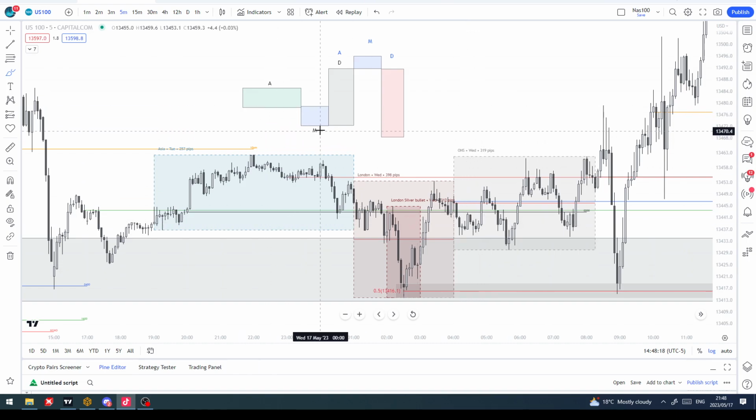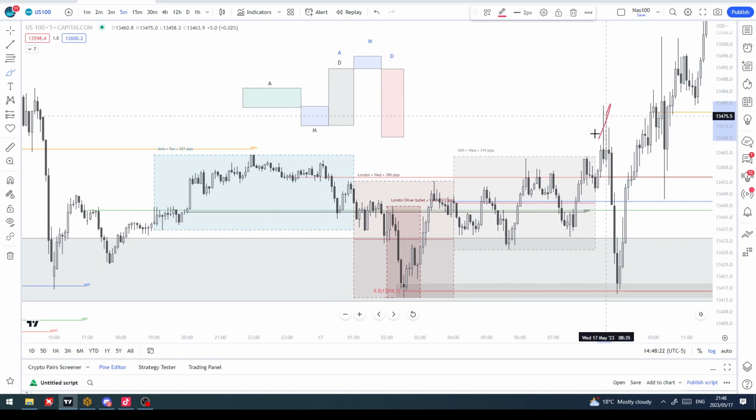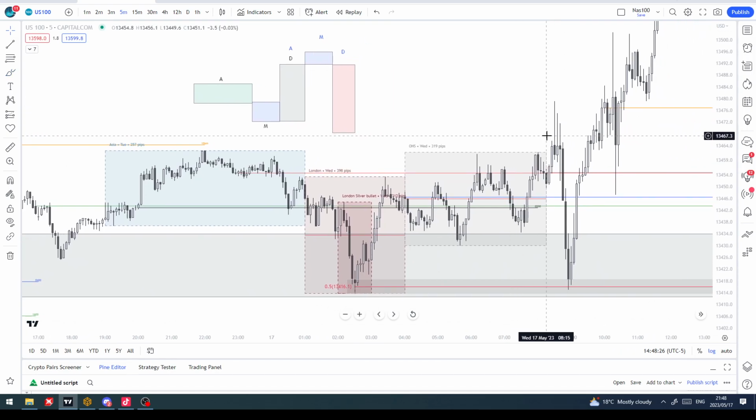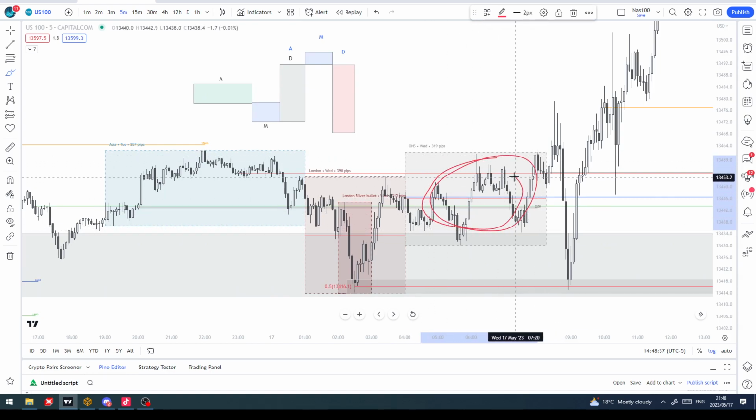Asia accumulates, London manipulates, overnight session distributes. Once New York opens, we're dealing with another model where the overnight session is the look back range. So think about this as the accumulation here.